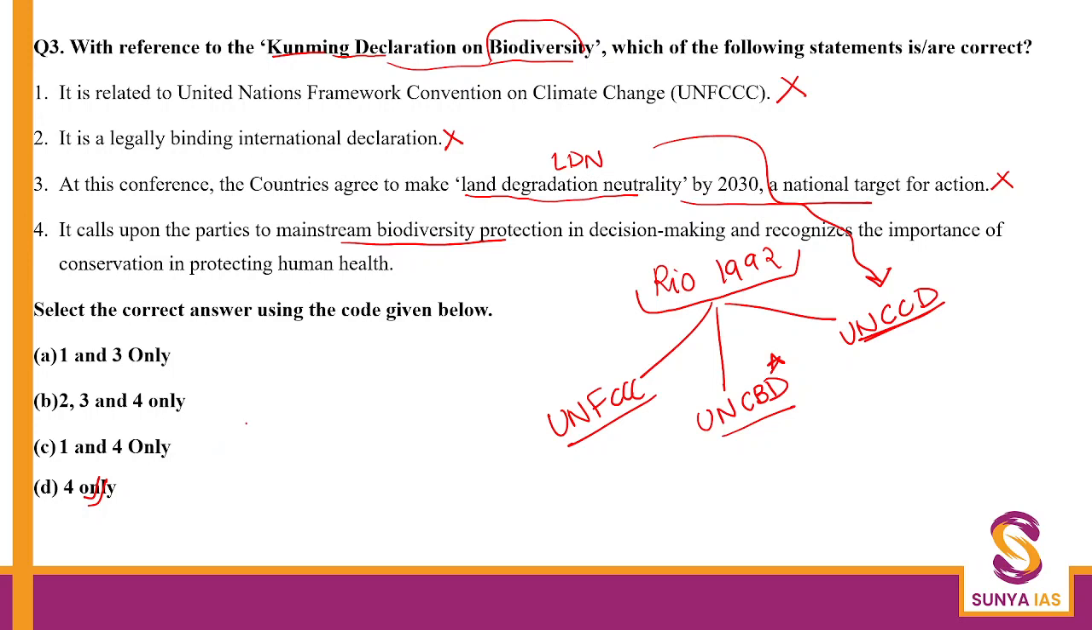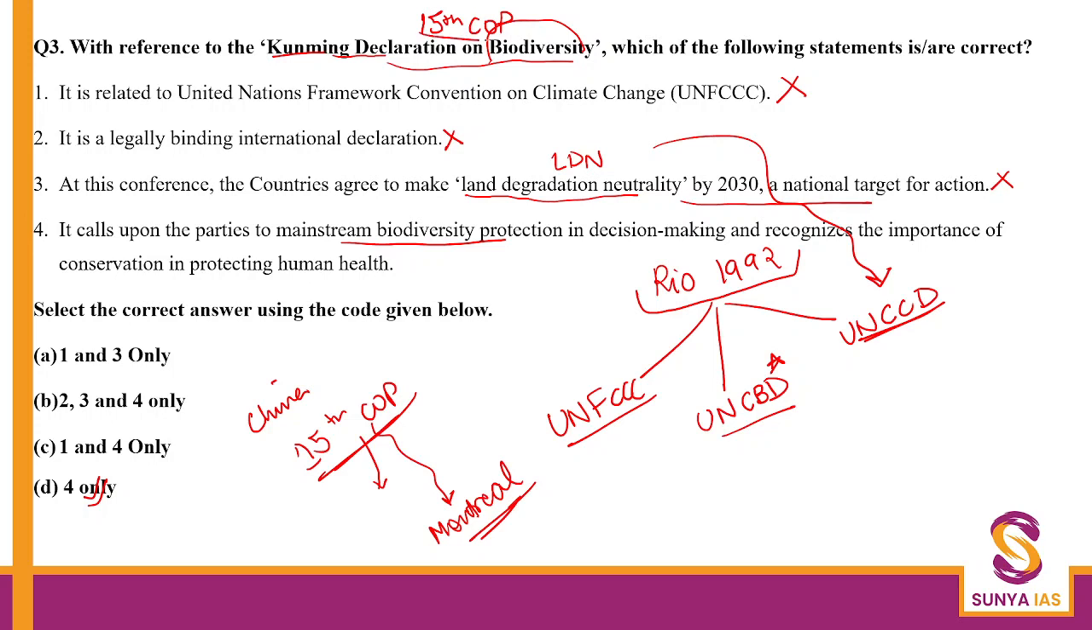Now Kunming is a place in China. The 15th Conference of Parties happened in two parts. One was virtual, which is related to Kunming. You also had the Kunming Biodiversity Fund because of that, right? And the second meeting happened in Montreal in Canada. So this is basically the outcome of the 15th Conference of Parties of the Convention on Biodiversity. Answer is D, 4 only. All right.